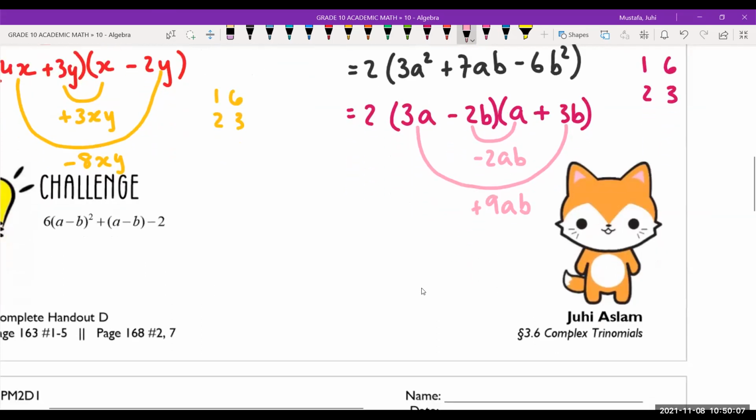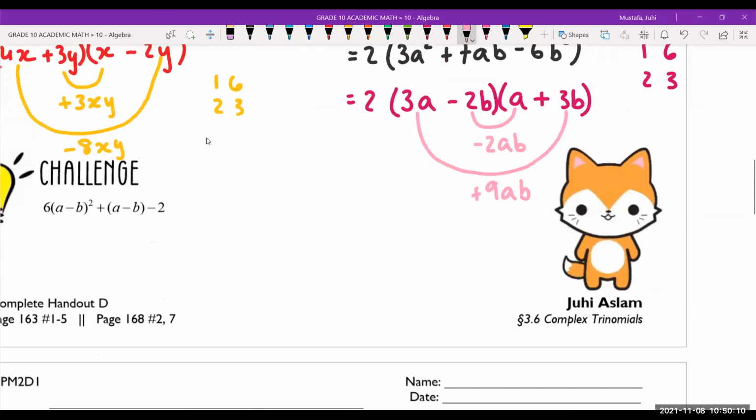All right, last question. This is a challenge question. We did something similar when we did simple trinomials. Do you guys remember what we did for a question like this, where you have these weird brackets, Jennifer? Yeah, I just said let x equal this weird binomial, which is a minus b. So I'm going to do the same thing in this question. I am going to substitute my letter x for this binomial. And when I do this, what do I end up getting? I end up getting 6x squared plus x minus 2. So wherever I had the a minus b, I replace it with an x.